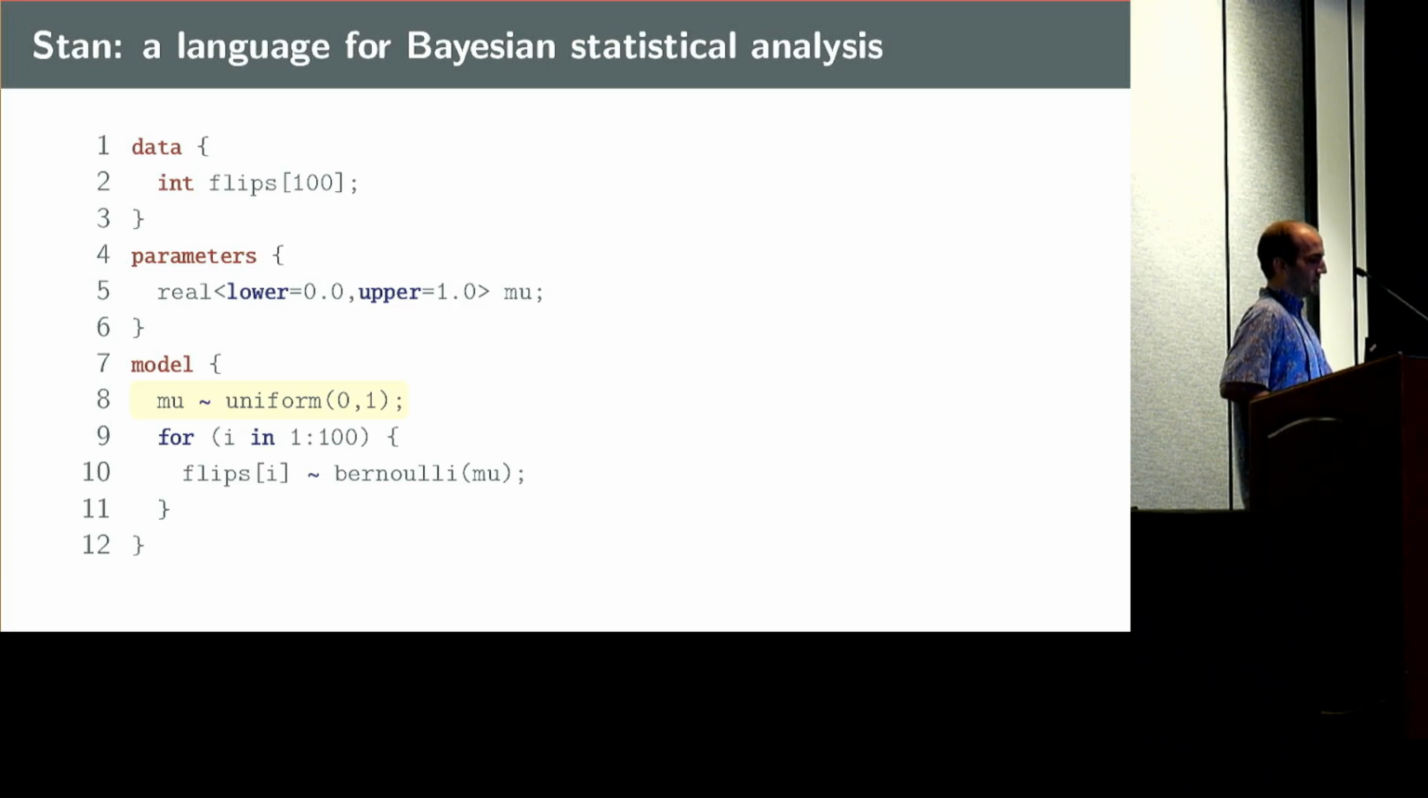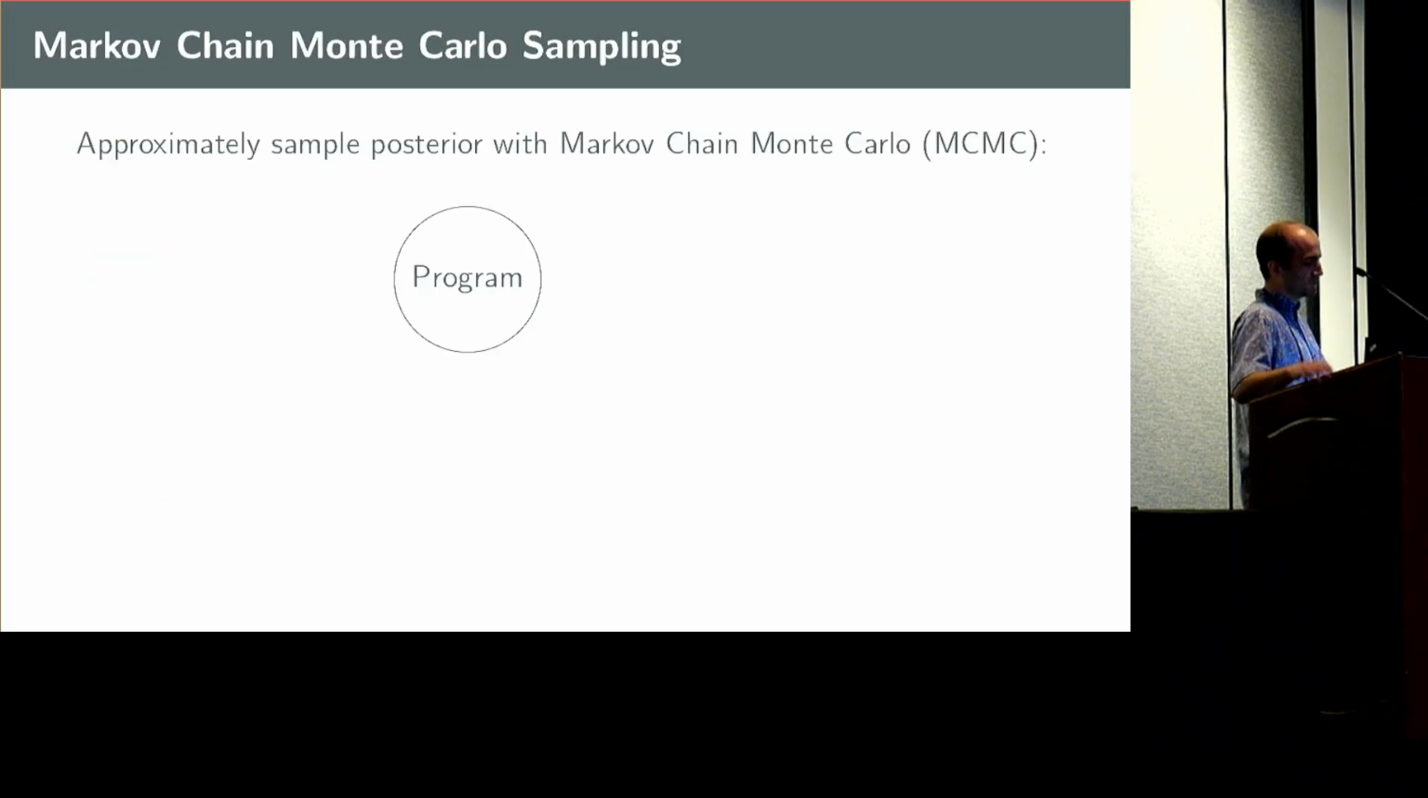How does it help me approximate the posterior? It uses an algorithm called Markov chain Monte Carlo sampling, which we just heard a question about. I don't have time to explain how MCMC algorithms work. I just want to say something about what they impose on the structure of the compiler.